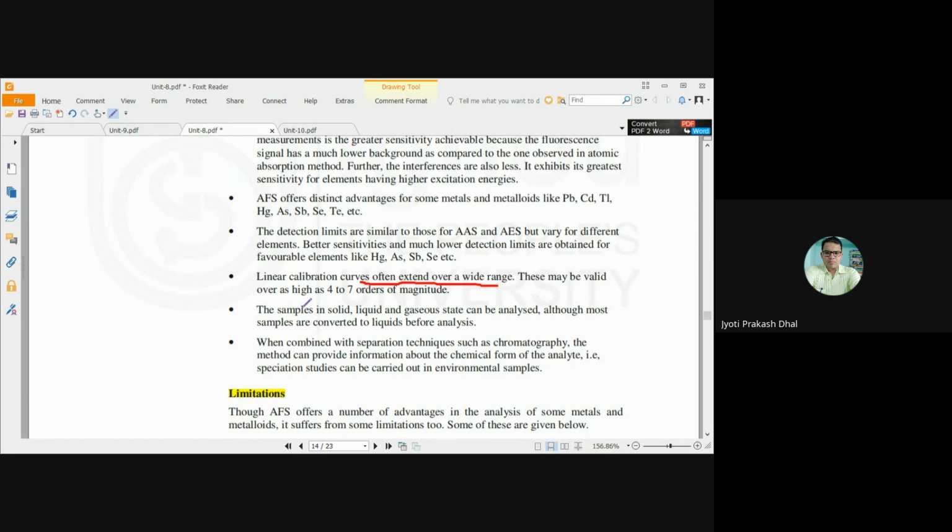The sample in the solid, liquid, and gaseous state can be analyzed. So these are the different advantages or merits. When combined with separation techniques such as chromatography, the method can provide information about the chemical form of the analyte. That is the speciation studies that can be carried out in the environmental sample.